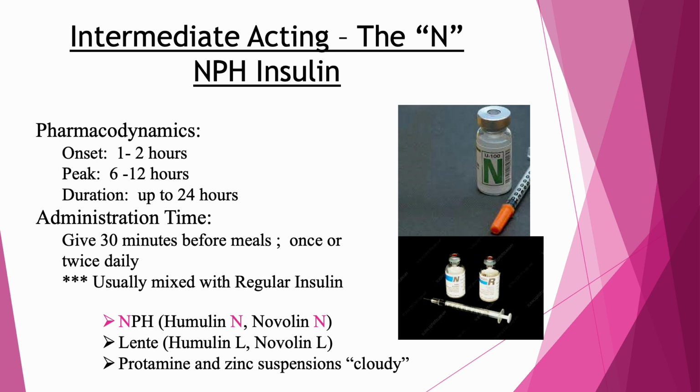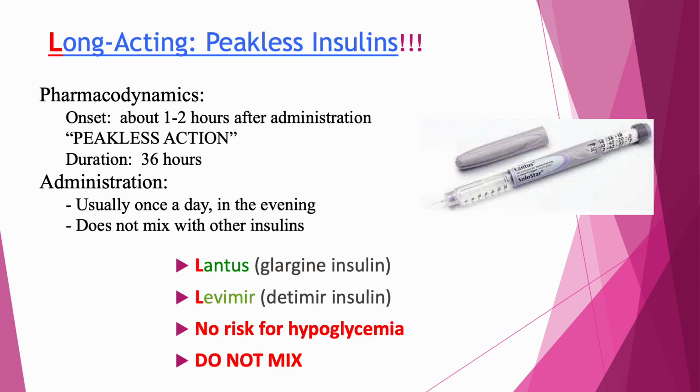And you can tell by the cloudiness how some insulins are clear and some are cloudy. Well, this one's cloudy, and it's attributed to the protamine and the zinc suspensions in it. So our long-acting insulins. These include Lantus, which is glargine, and Levemir, also known as Detemir. The onset for these medications is about 1 to 2 hours, and the duration is 36 hours. This long-acting insulin does not have a peak, it's peakless, so there's no risk for hypoglycemia.